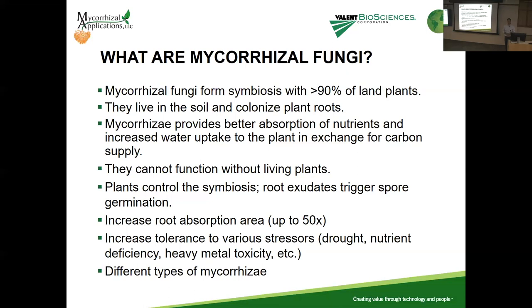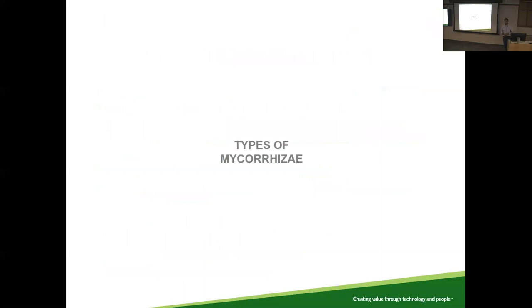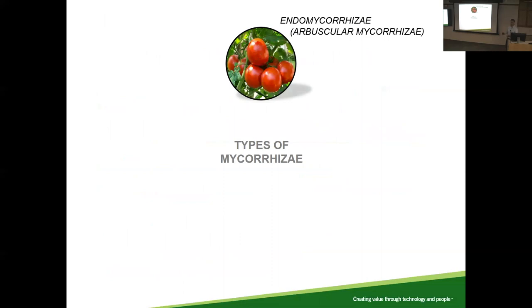There are different types of mycorrhizae. The most important ones are endomycorrhizae, or arbuscular mycorrhizae. They got their name from their structural relationship with the plant: they penetrate inside the cortical cells of the plant roots. That's why they are called endomycorrhizae, because they go inside the cells. They are called arbuscular mycorrhizae as well. Most agricultural and horticultural plants form symbiosis with this type of mycorrhizae.